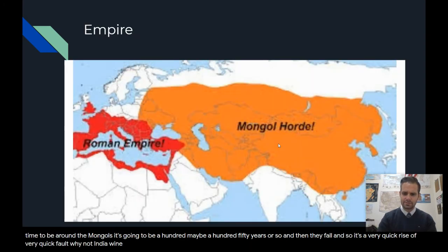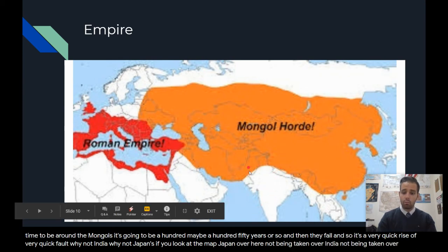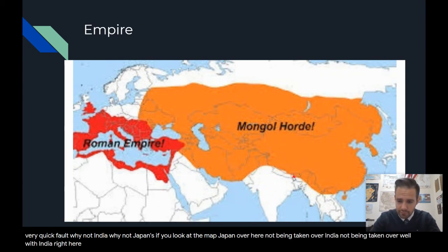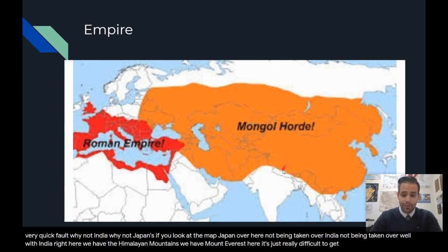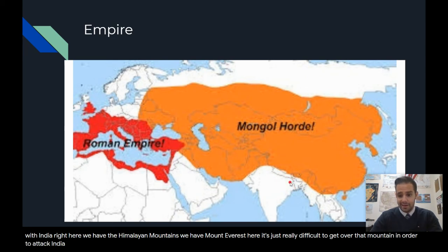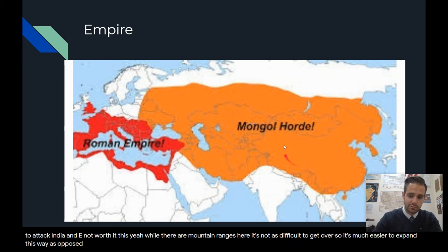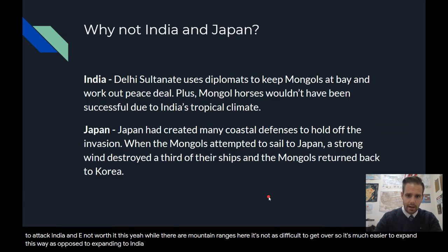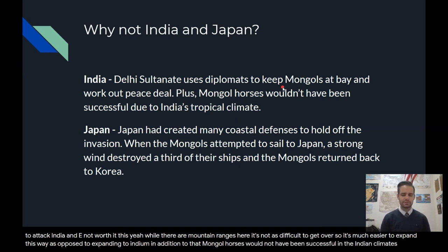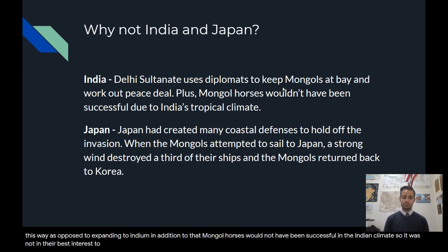Why not India? Why not Japan? So if you look at the map, Japan over here not being taken over, India not being taken over. Well, with India right here, we have the Himalayan mountains. We have Mount Everest here. It's just really difficult to get over that mountain in order to attack India, and probably not worth it. While there are mountain ranges here, it's not as difficult to get over. So it's much easier to expand this way as opposed to expanding to India. In addition to that, Mongol horses would not have been successful in the Indian climate, so it was not in their best interest to invade India.